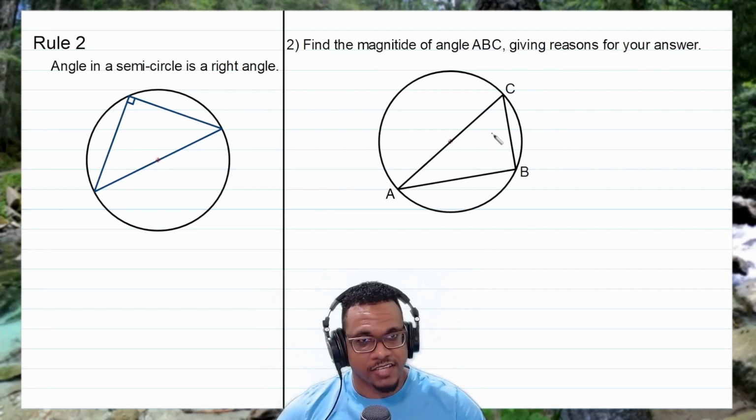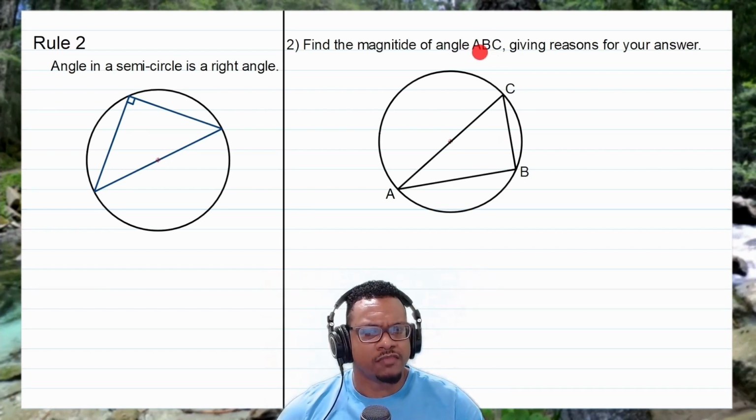So the vertex of the angle is at the letter in the middle, which is B. So AB would be one of the arms of the angle and BC would be the other arm. So let's look at that. AB is one arm of the angle and BC is the other arm. The vertex is at B.